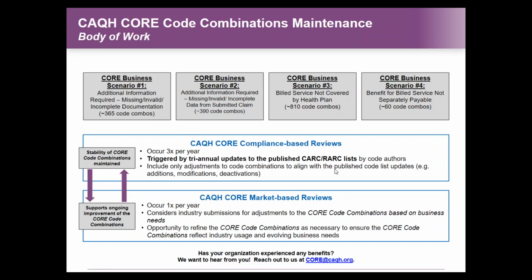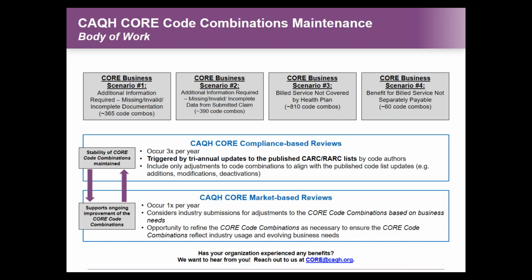So as Bob referenced, the CORE Uniform Use of CARC and RARC Rule establishes a minimum set of 4 CORE-defined business scenarios with an applicable maximum set of associated CORE-required CARC, RARC, and group code combinations. These CORE-defined business scenarios were identified by the CORE participants as they target 80% of the industry's usage problems with the claim adjustment reason codes. The business scenarios and associated code combinations are maintained by the CORE Code Combinations Maintenance Process to which Bob refers. This process ensures ongoing compliance with the published code list and addresses industry business needs.